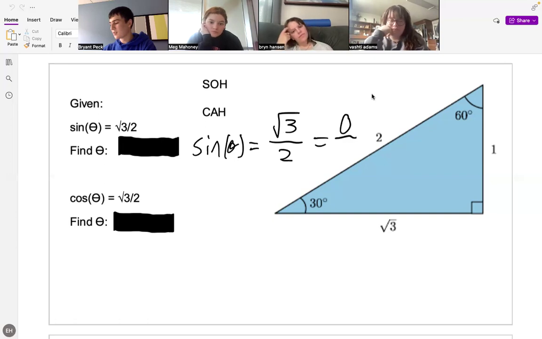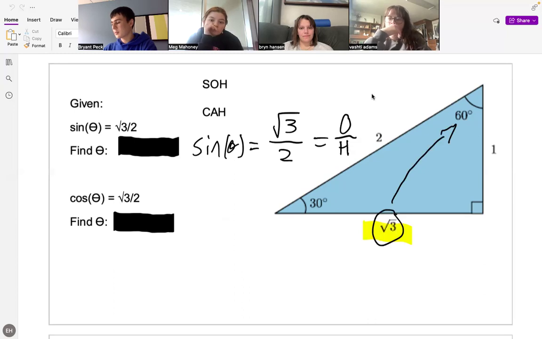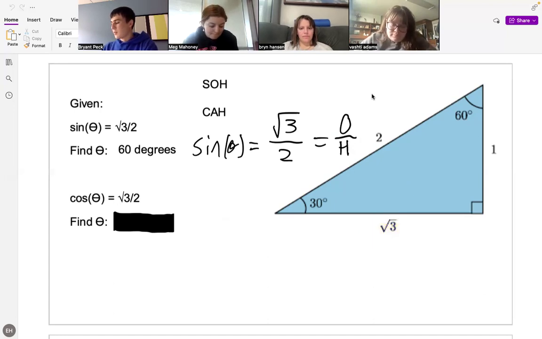The sine is opposite over hypotenuse. And you said square root of 3. So which angle is the opposite of square root of 3? 60 degrees. 60 degrees, that's right. So our answer to that question is 60 degrees. And then we can apply the same concepts to cosine of theta.